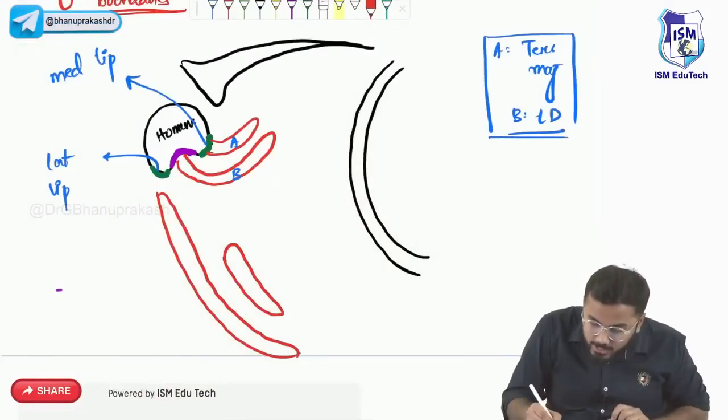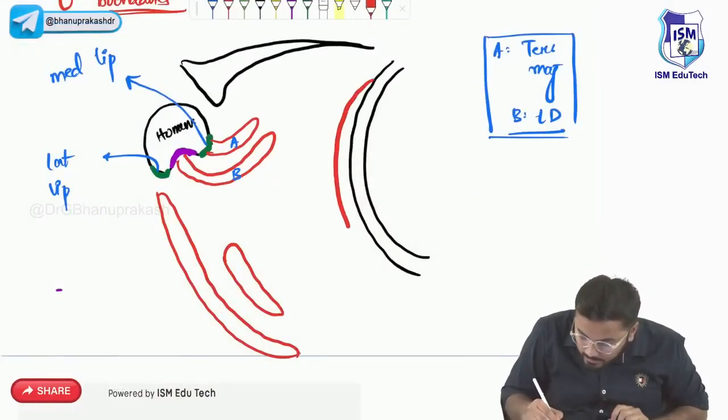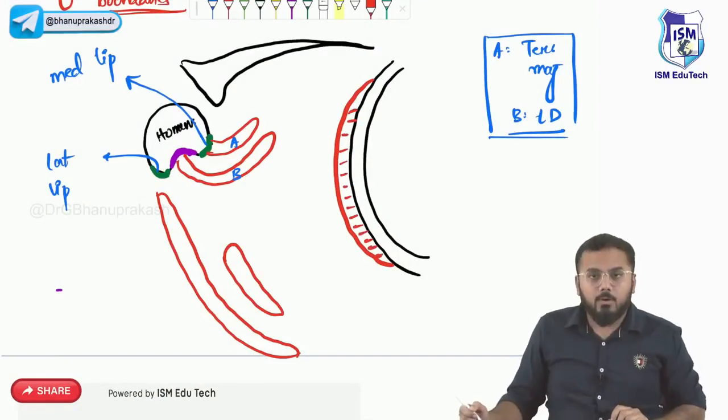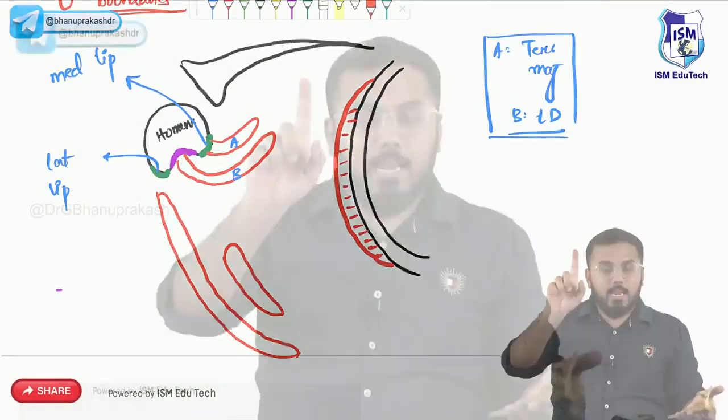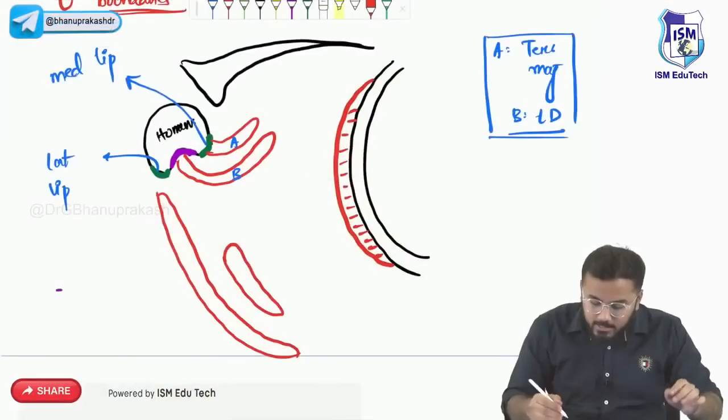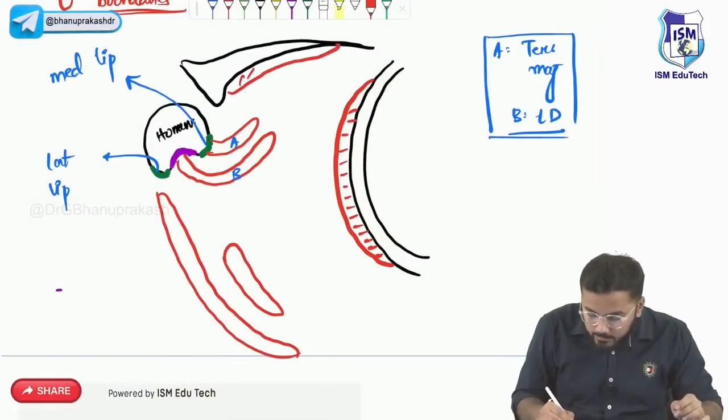Excellent. That is called your serratus muscle. This muscle is called your serratus anterior muscle. And the last important thing is that this is my scapula. If I'm turning it, this is called the subscapular region. The subscapular region also has a muscle like this. What is this called? Subscapularis. The name of the muscle is subscapularis.